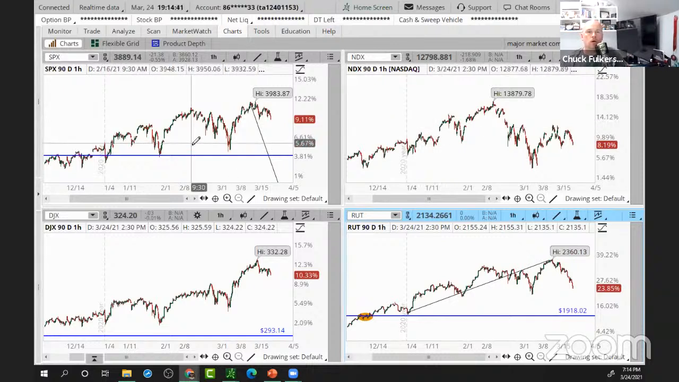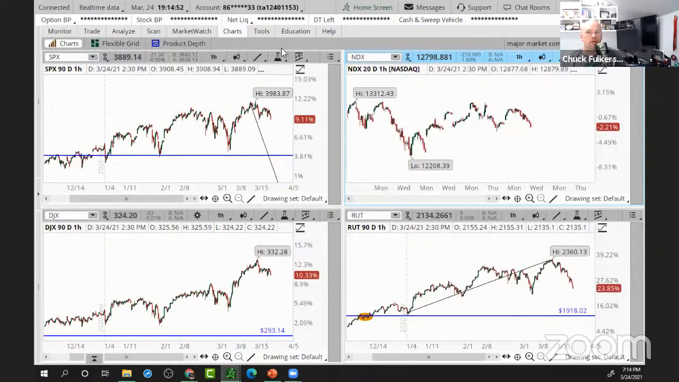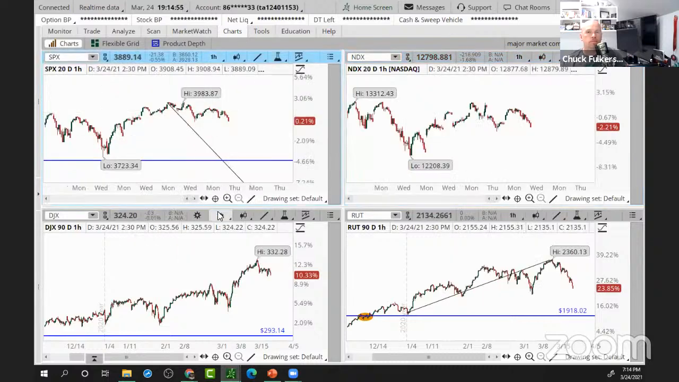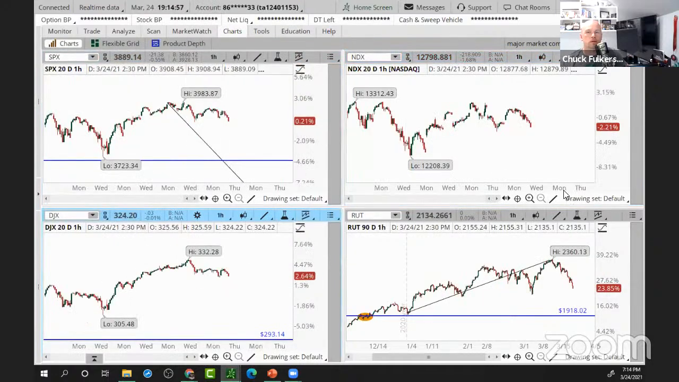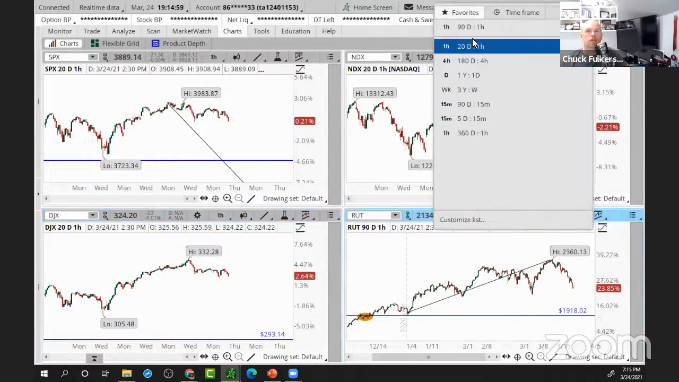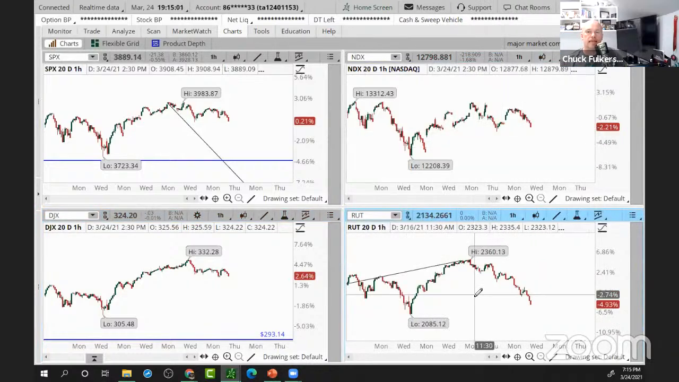And so I'm up 8% in the Nasdaq, 10% in the Dow, 23% in the Russell, and 9% in the S&P. But let's take a look at the last month. So switching to the last month, we're seeing the Nasdaq is down 2, the Russell's down 4, the S&P's up 0.2, and the Dow is up 2.6.